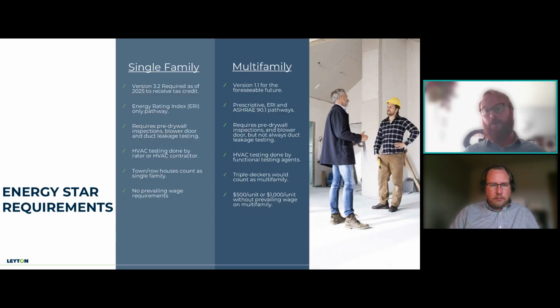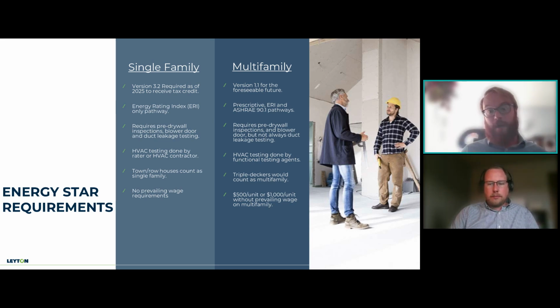So we'll go over some of the requirements for Energy Star homes here. There's the Energy Star Single Family New Homes Program and the Multifamily New Construction Program. With single family, version 3.2 is required for all buildings being completed in 2025 to get the 45L tax credit. So it's very important, if you have any clients who are trying to pursue it, that version 3.1 is in effect right now, but since it goes by date acquired, they need to be building to 3.2 now to get the credit in 2025.